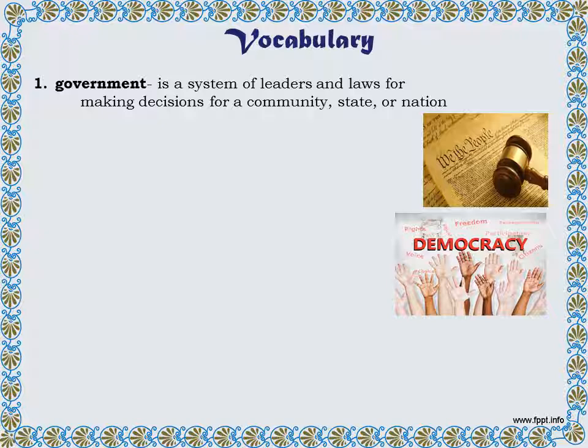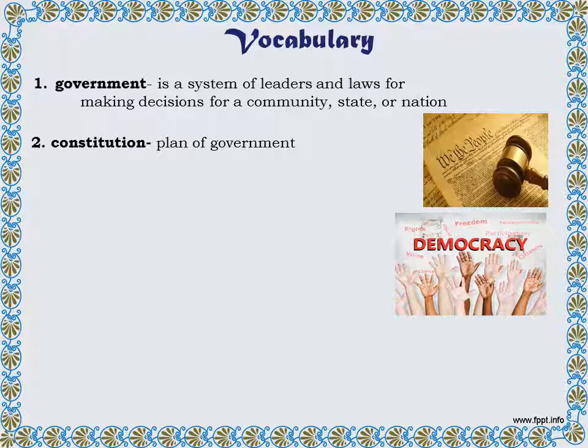Government. It is a system of leaders and laws for making decisions for a community, state, or nation. Simply, it is a group of people that has the power to rule a country, a territory according to laws. Number two, constitution or a plan of government. It is a set of rules, grade 4, that guides how a country works.